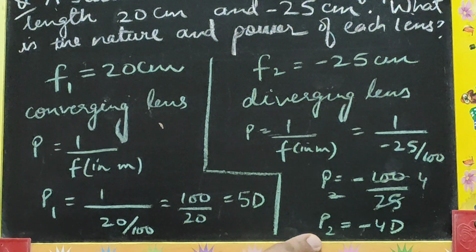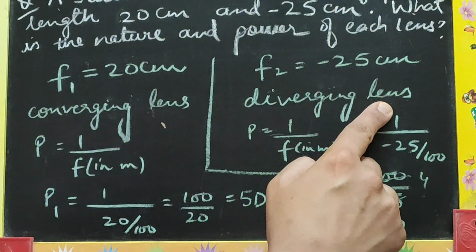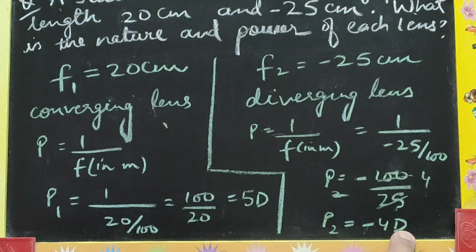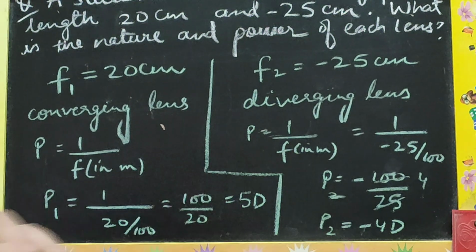So for the second case, the lens is diverging in nature and the power is minus 4 diopter, negative 4 diopters, since it is a diverging lens.